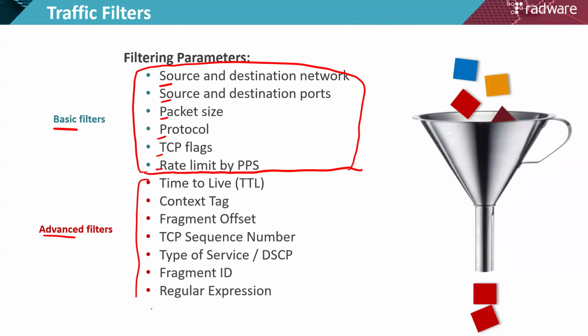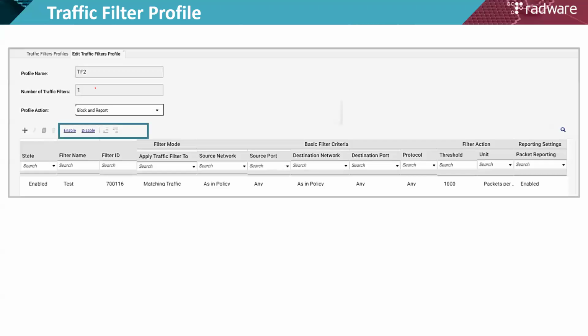The advanced filters are these: time to live, VLAN, fragment offset, TCP sequence number, this one related to quality of service, then fragment ID, and you can use regular expressions. All these are advanced filters. So we have two filter types, basic filters and advanced filters, categorized as shown in the list here. All the blue ones are the basic traffic filters, and all the red ones are the advanced filters. Let's see how it works.